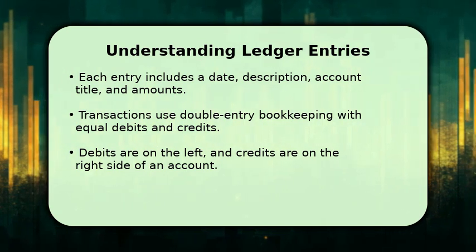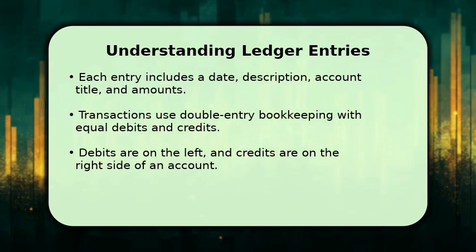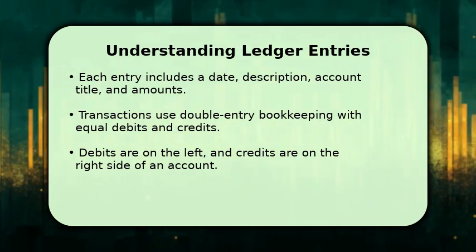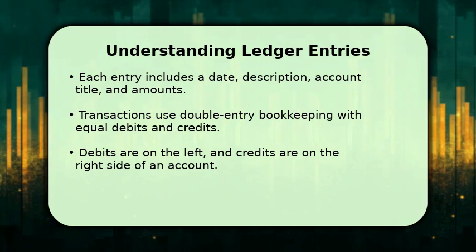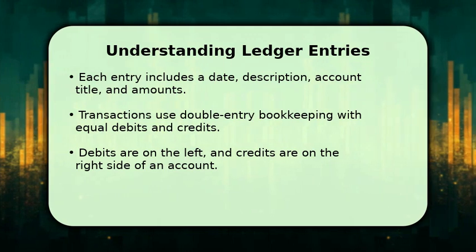amounts. Remember, accounting uses a double entry system, meaning every transaction impacts at least two accounts with equal and opposite entries. Debits are always recorded on the left side of an account, while credits are recorded on the right side, ensuring your books remain balanced.